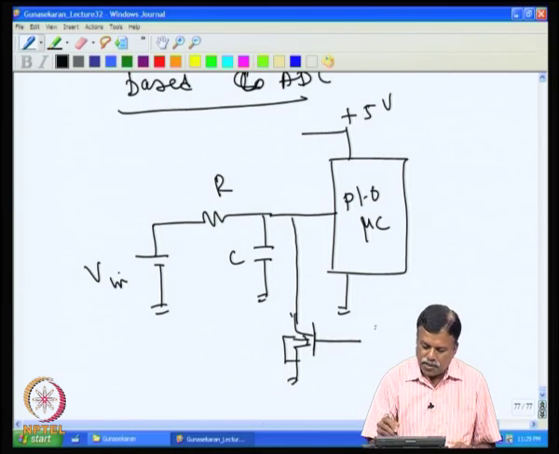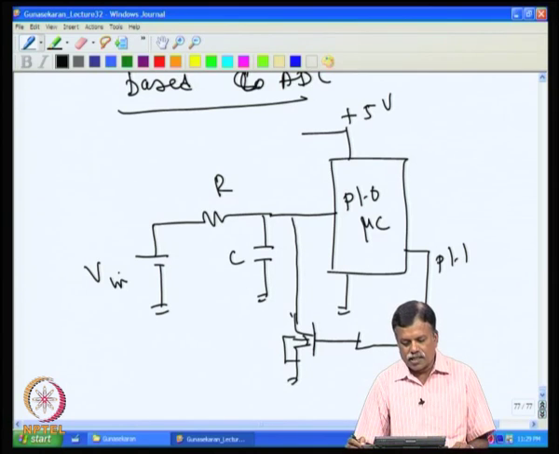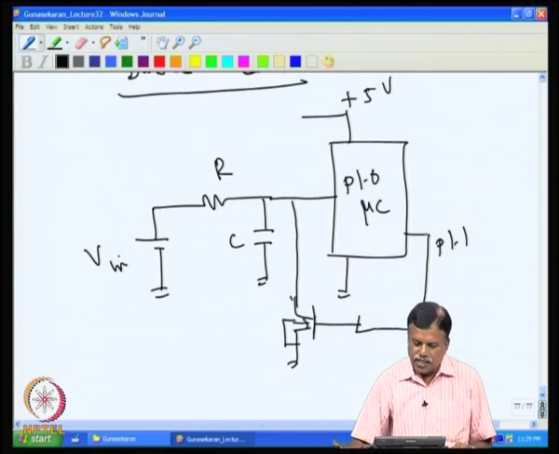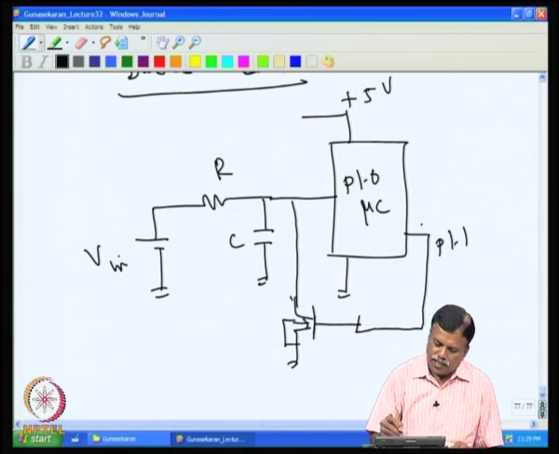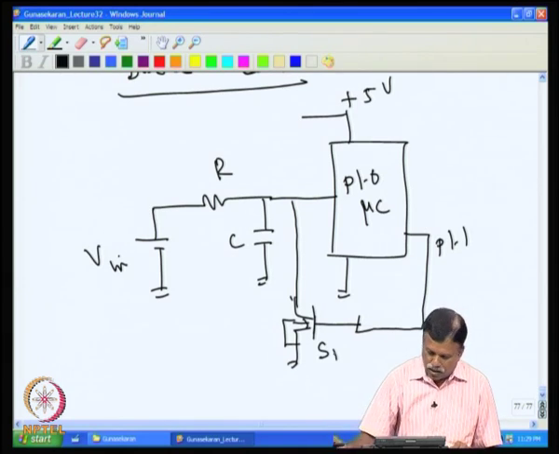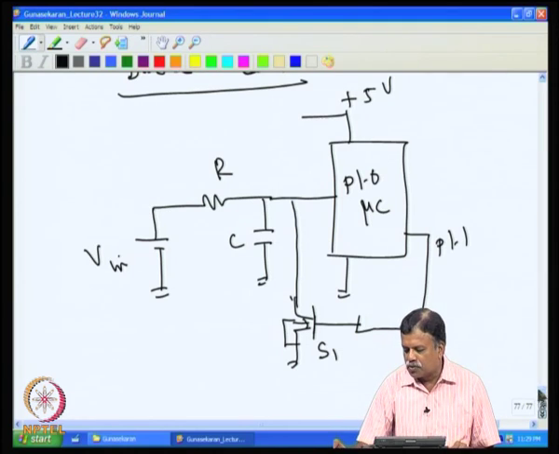Then that can be connected through another port, say P1.1. For example, if I take 8051, I can have such an arrangement. What is done is that I can have a switch S1. So, first discharge the capacitor C fully by switching on.